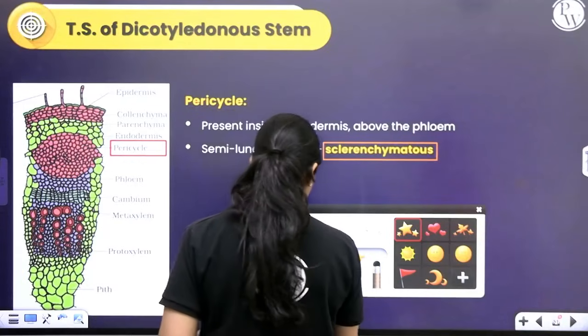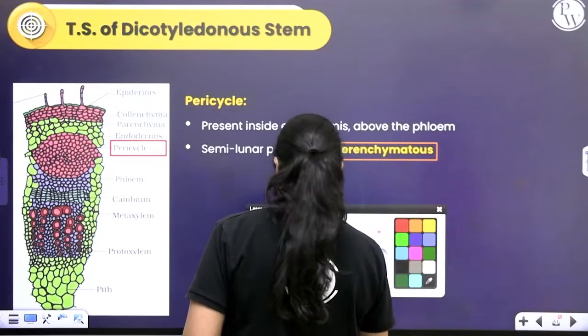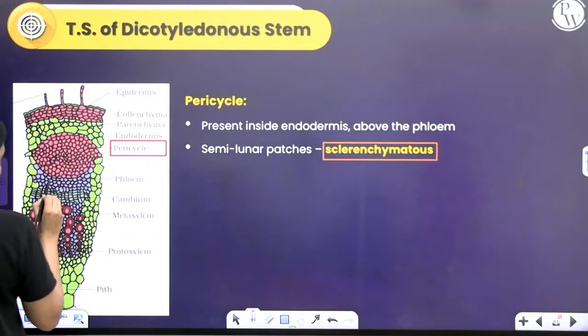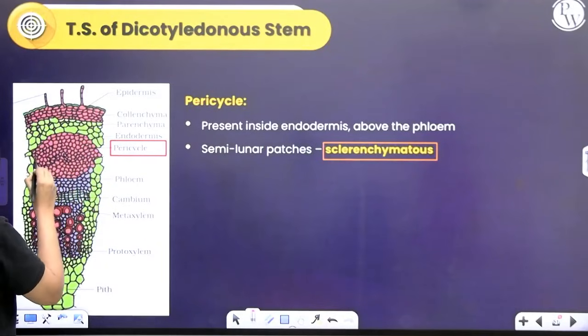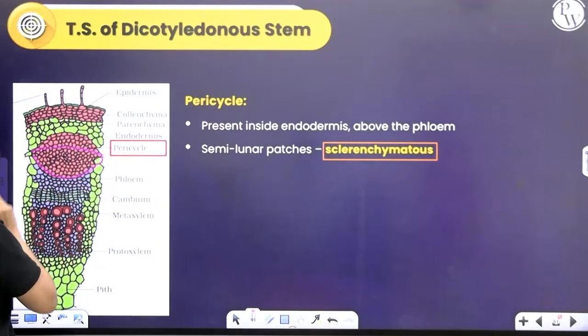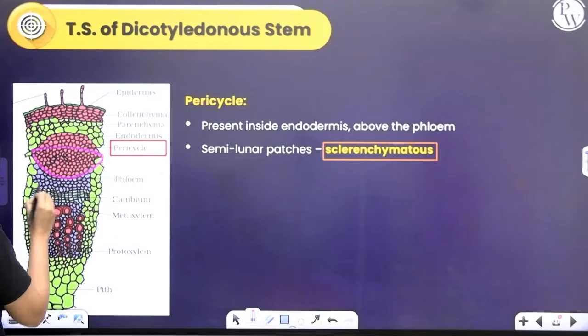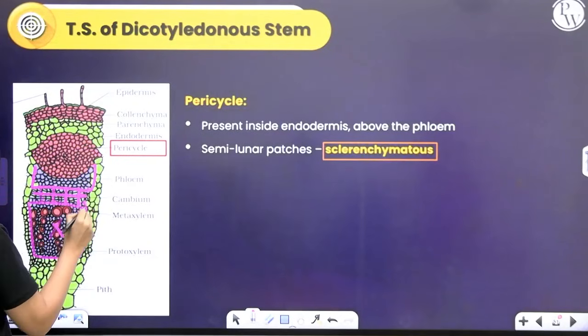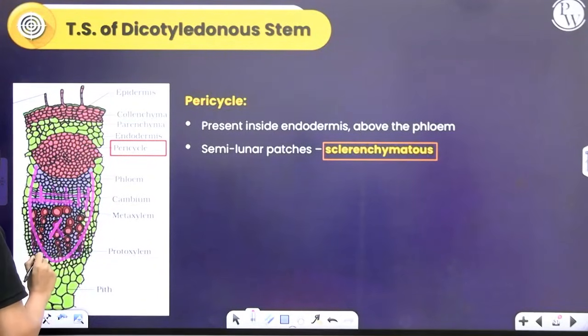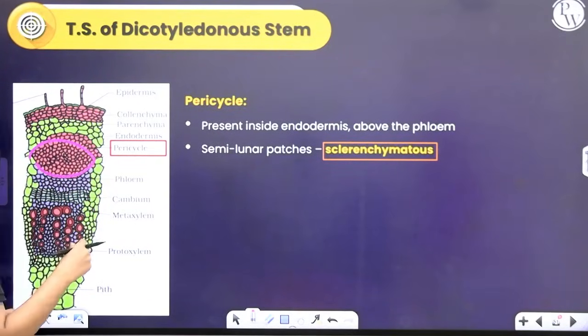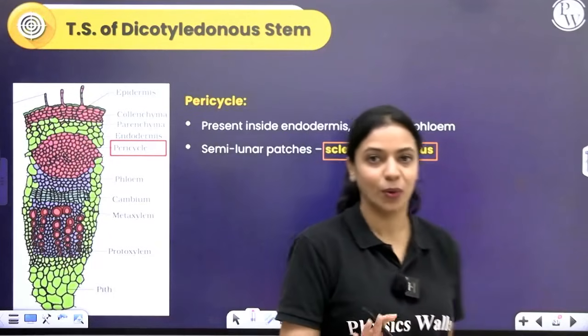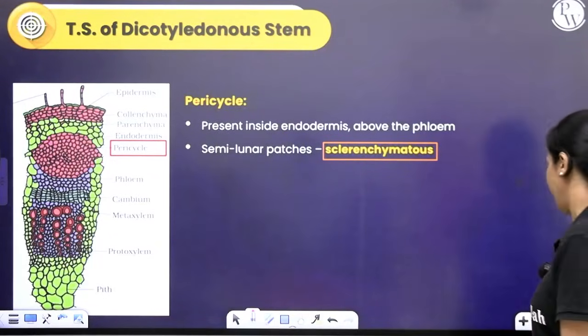So you can see, I will show it to you here. Here, this is the endodermis, innermost layer. On top of that, you can see semilunar patch of pericycle. Below that, right here, you have phloem. Here you have xylem towards the inside. In between the two, here you have the cambium. Okay, so this is the vascular bundle. On top of the vascular bundle, like one cap, this pericycle is sitting. That is why this pericycle is also called bundle cap. Okay, so that's about your pericycle.